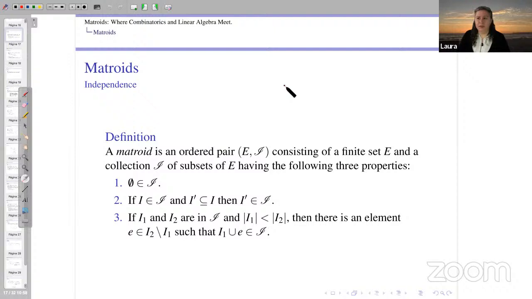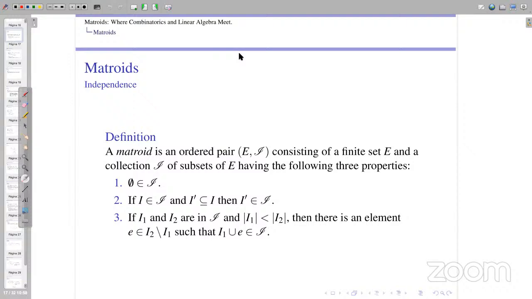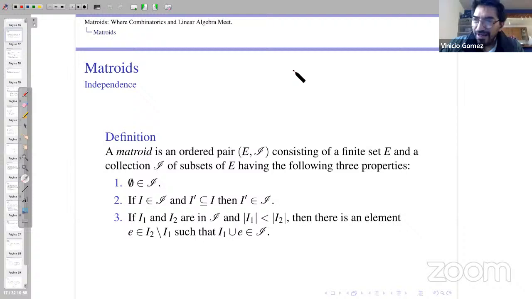Okay, thank you, Laura. And we have some questions here. One of Vinicio. Yes. If the greedy algorithm characterizes the matroids, is there some algorithm that characterizes the oriented matroids?